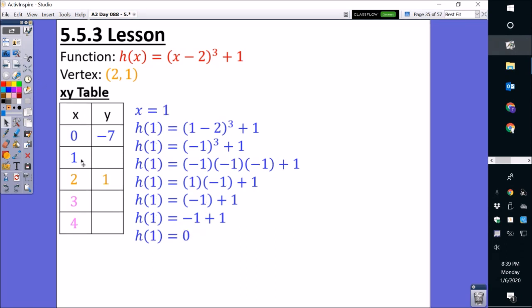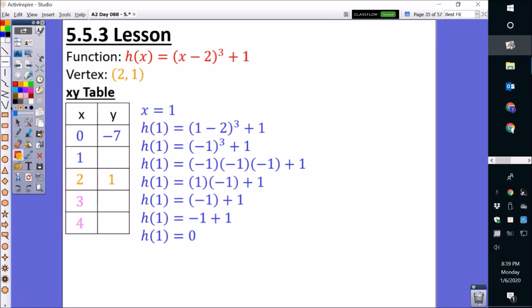So the next one is x equal to 1. So we're finding h of 1, meaning that we're going to plug 1 into x. So we're going to simplify the inside of the parentheses. 1 minus 2 will be negative 1. So now we have negative 1 to the third power and then plus 1. Just like I said before, let's expand. Negative 1 to the third is negative 1 times negative 1 times negative 1.